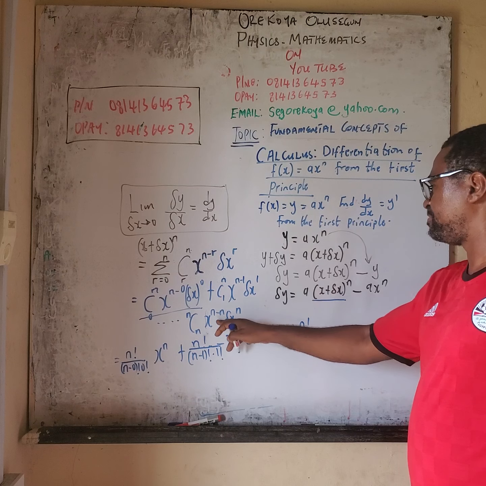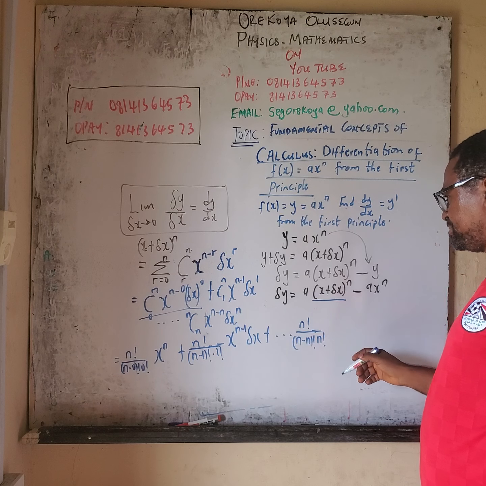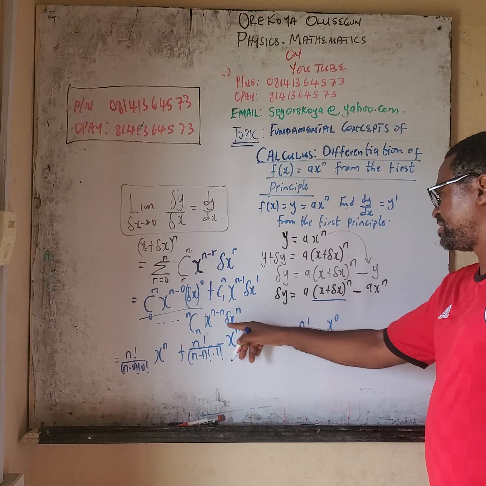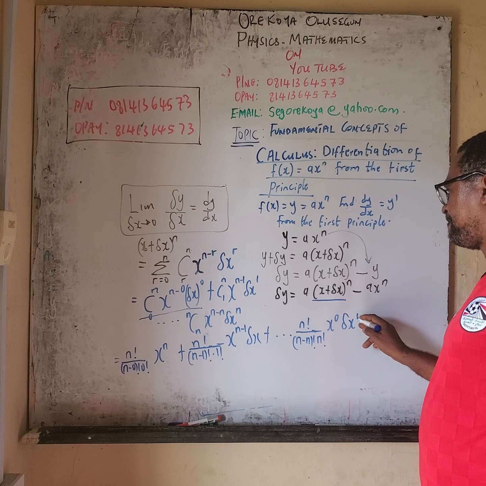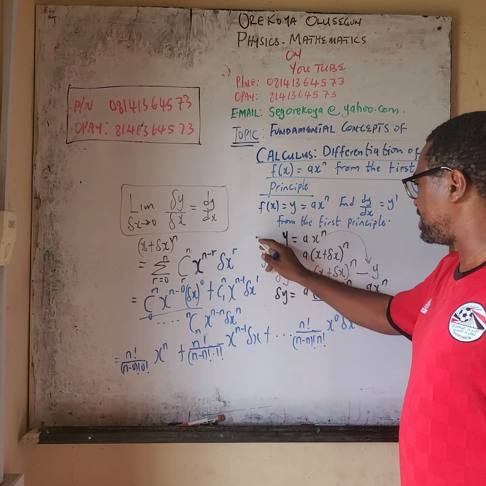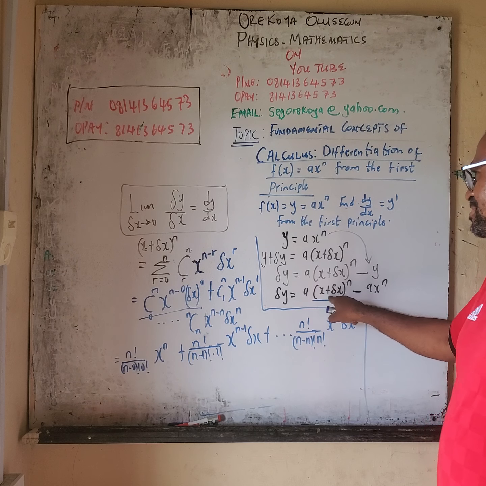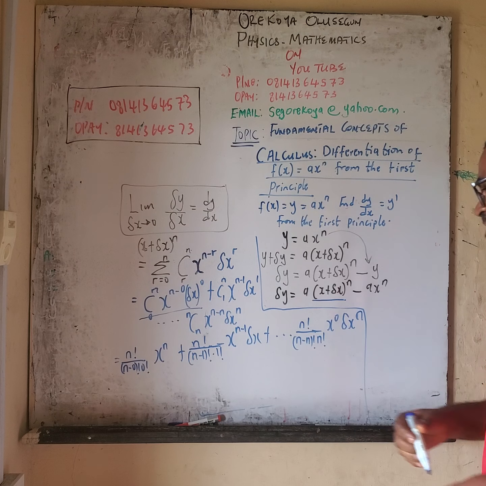factorial multiplying this n minus n will be this power here will be x raised to power 0, then times delta x raised to power n. So this expression I'm doing here is for this one alone. Take note of that. I'm not through with this expression. That's what I'm having here.